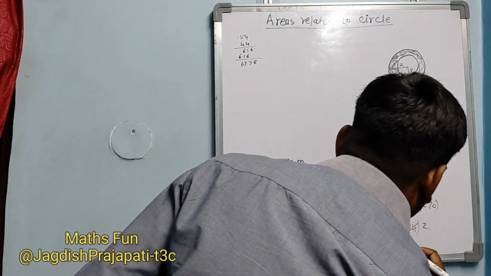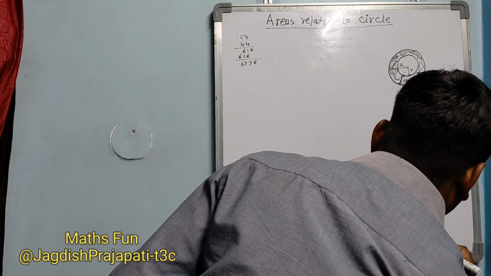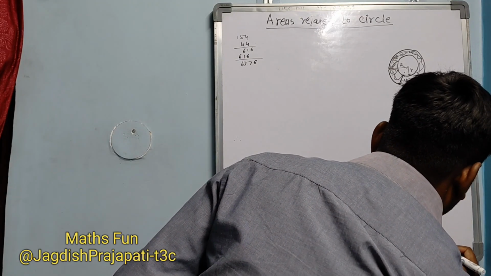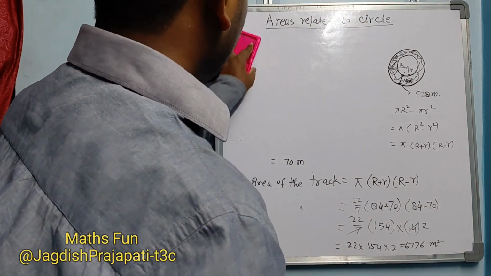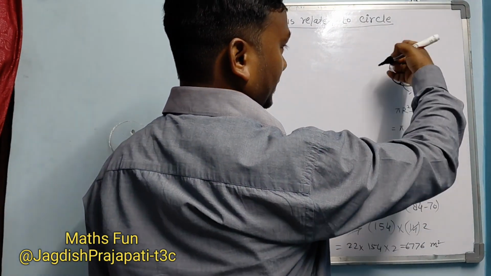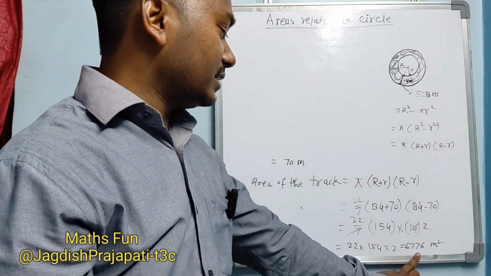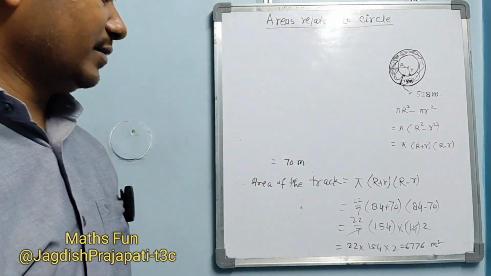So this is 6776 square meter. Okay. So the area of the track is this much, 6776 square meter. Okay.